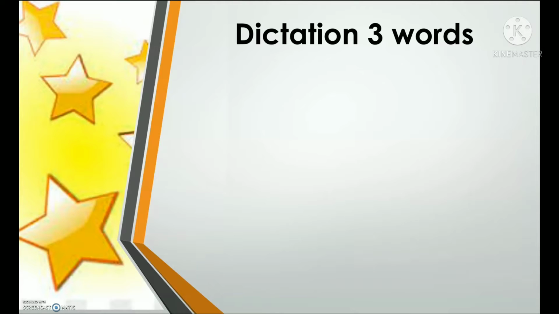Okay, let's now check your answers. Bring out your red pen. If your answer is correct, please put 1. But if your answer is incorrect, please copy the correct answer beside your answer.